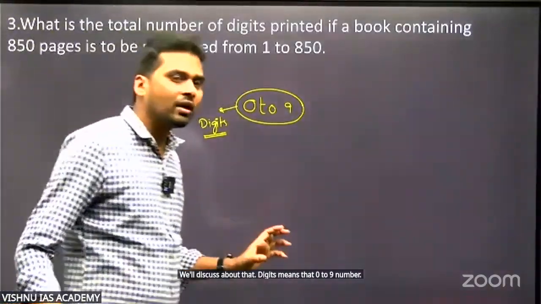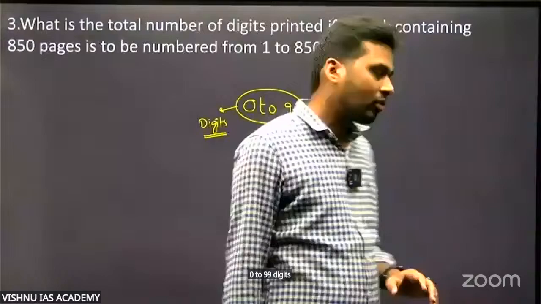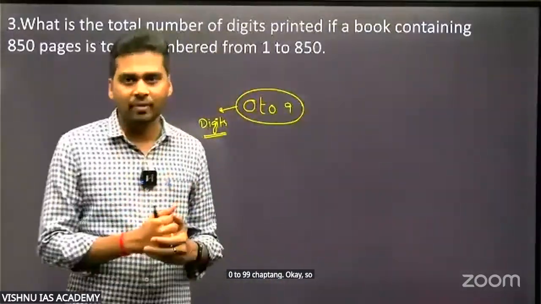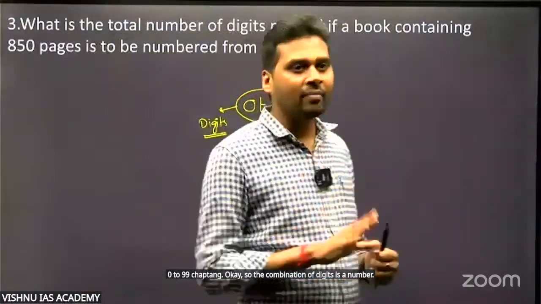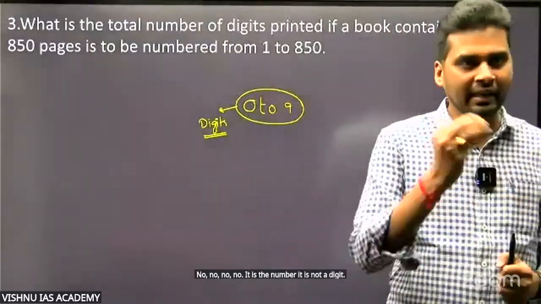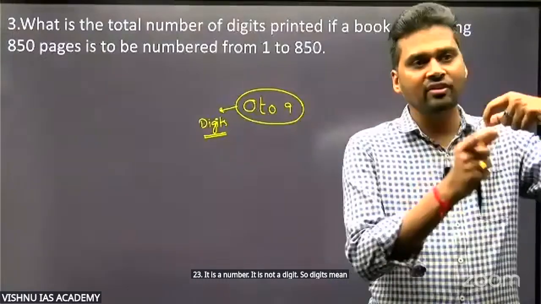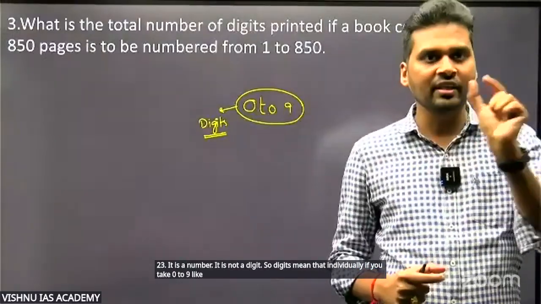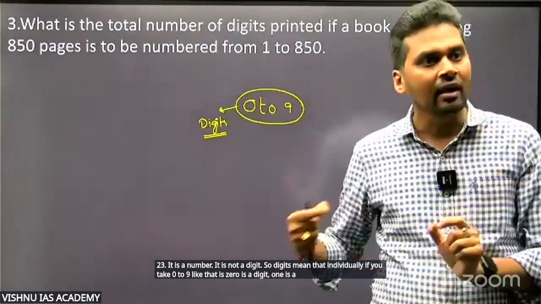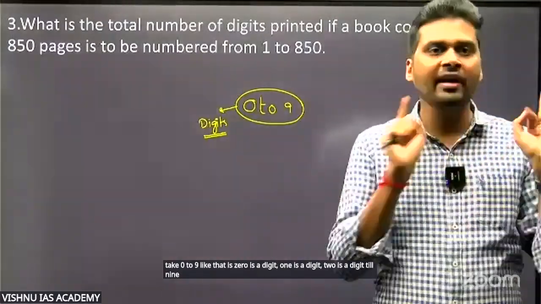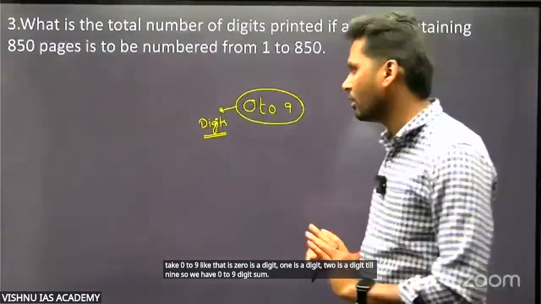0 to 9 ఉన్న వాటిని మనం డిజిట్స్ అనేసి చెప్తాం. ఓకే, సో the combination of digits is a number. 10 అన్నాను అనుకోండి, it is a number, it is not a digit. 23, it is a number, it is not a digit. So digits mean that individually if you take 0 to 9, like 0 is a digit, 1 is a digit, 2 is a digit till 9. So we have 0 to 9 digits. 0 to 9 are called digits.